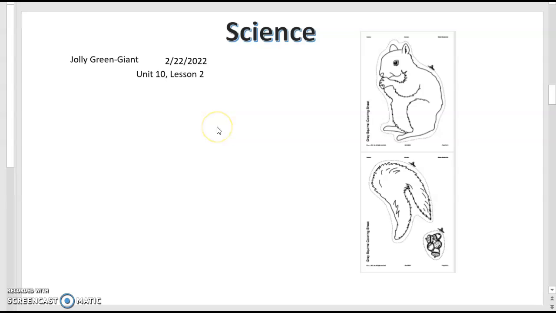So, yes, these are due March 11th. You can wait until March 11th, or you can turn them in as soon as 2/22 after your child or student completes it.